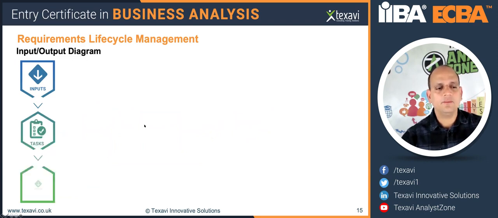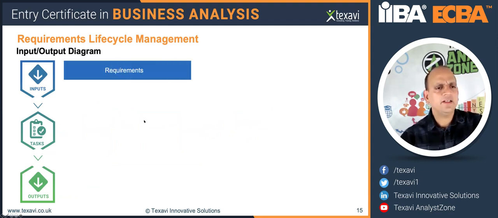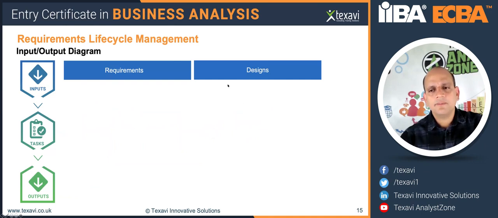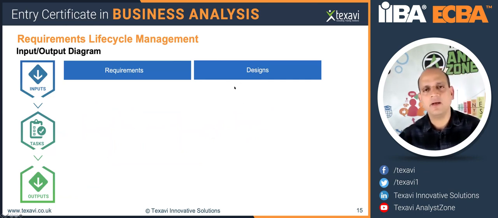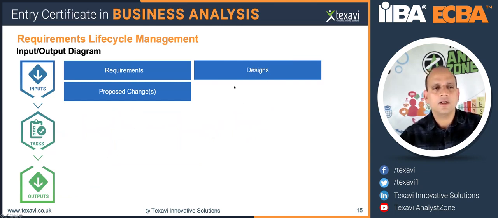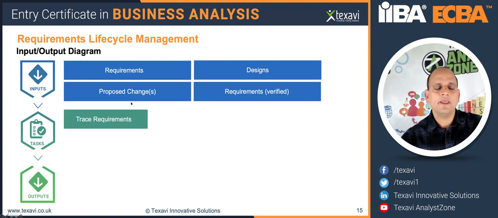So let's have a quick look at the inputs, tasks, and outputs for this knowledge area as a whole. So obviously the inputs for this are the requirements. And sometimes even the designs would become a requirement of the high level architecture. Sometimes rough wireframes and your sketches and the mind maps, and all those things could become the inputs for your lifecycle management. And then the proposed changes in terms of the change requests, any modifications, any edits that you do with requirements, all of those. And then the verified requirements, the validated requirements, the confirmed requirements, all would be part of the inputs for this lifecycle management.